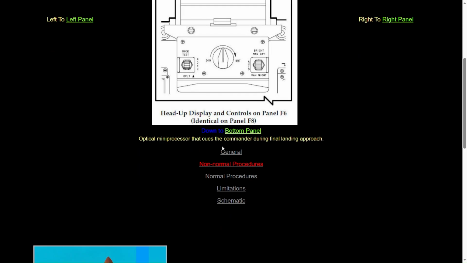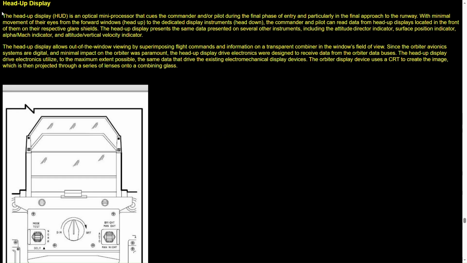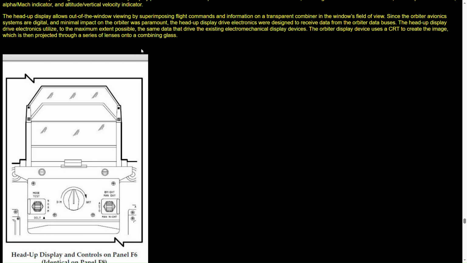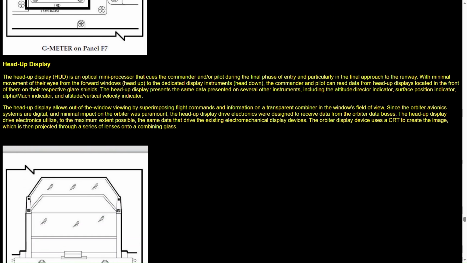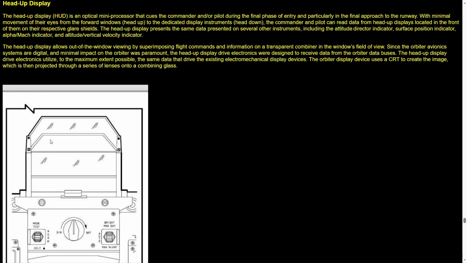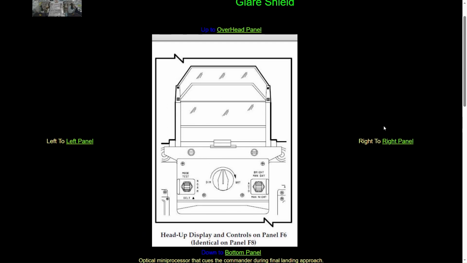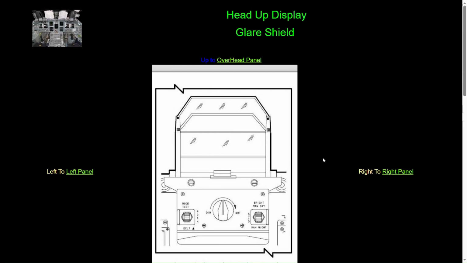Now over here, if we go to general, it'll take you to the description of the heads-up display and how it works. But usually you see this on the car. It has some glass here, and on that glass they reflect information that you would see in the EFIS, that kind of information, what the pilot needs to fly the spacecraft, will be right here. So that is the basics on this heads-up display.